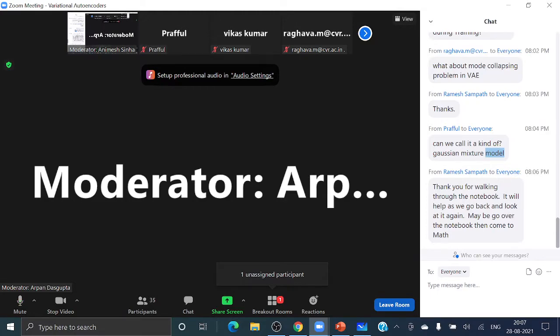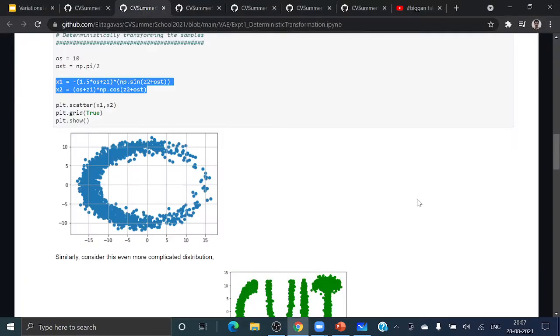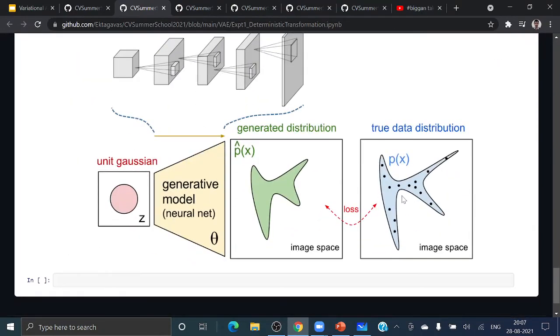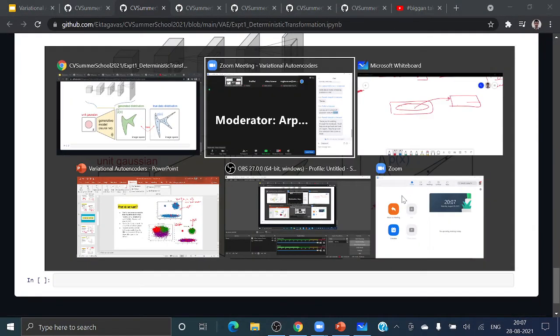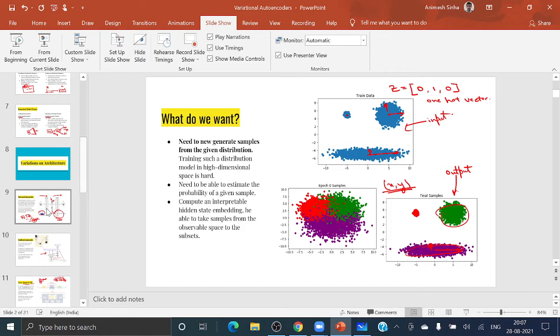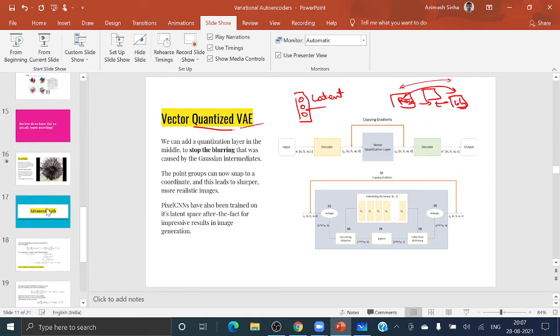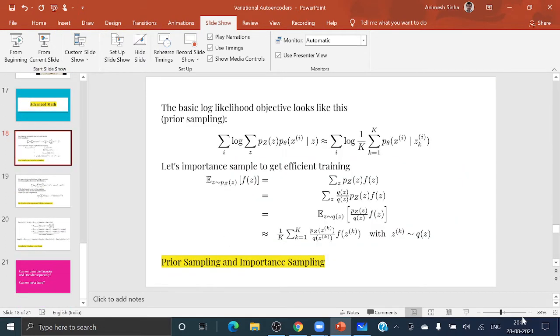Right? Okay. So yeah, this is a nice notebook that CVIT has. So let's get back to the loss function, I guess.